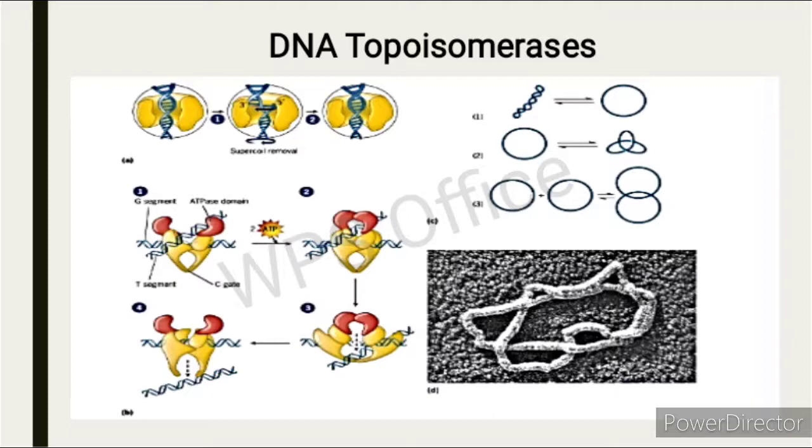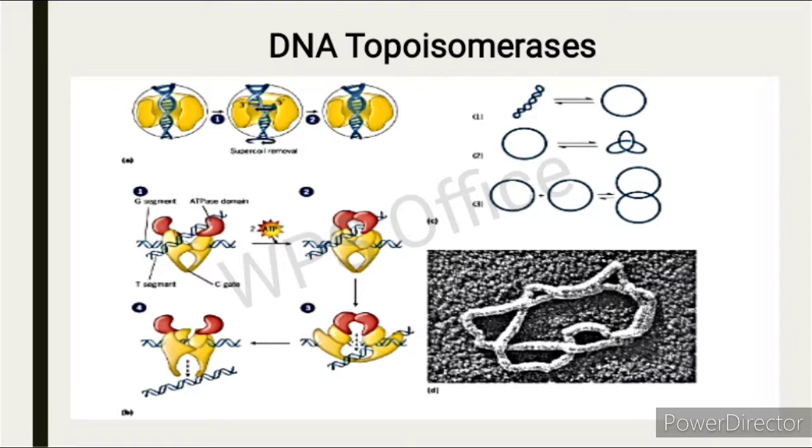B is a molecular model based on X-ray crystallography depicting the action of topoisomerase 2. In step 1, the dimeric enzyme is in an open conformation, ready to bind the DNA segment, called the G segment, so named because it will form the gate through which the T segment of DNA will pass. In step 2, the enzyme has undergone a conformational change as it binds the G segment.